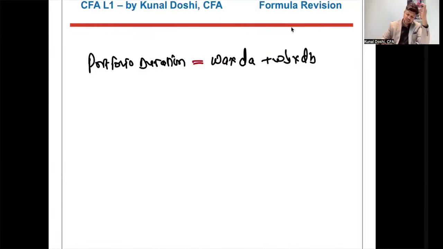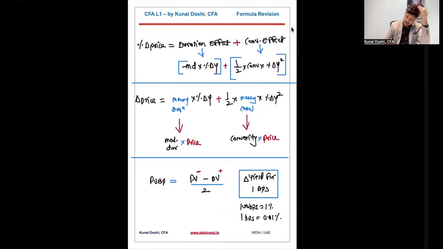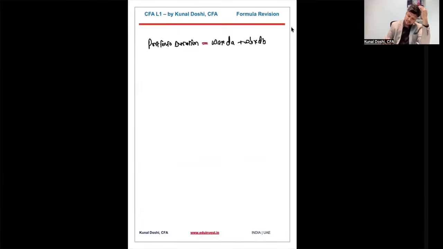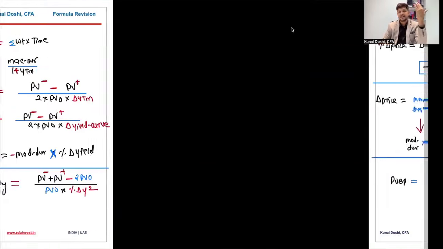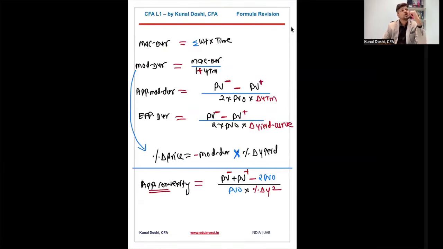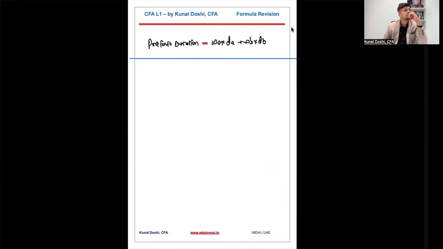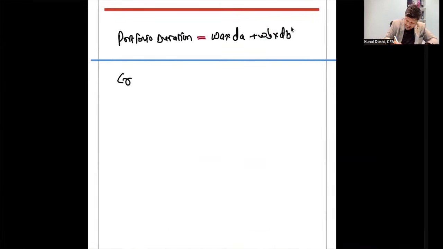Anyone has any question for me till this point? Check and confirm. Everyone, you have no idea how important this section is. These two pages that we did, duration and convexity, are so important for your exam. A couple of formulas from this section. All right. Now, don't give up. Stay tuned. Credit risk related formulas.